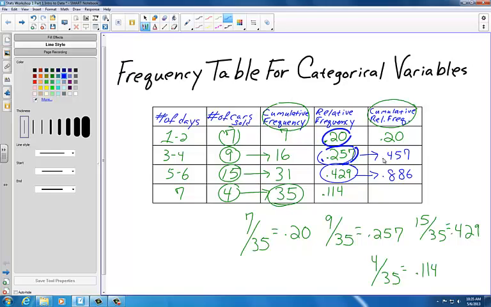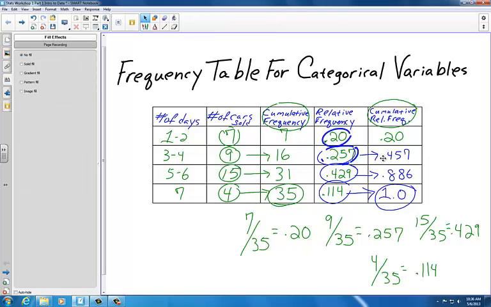And finally, when I take the sum of all 4 percentages, 0.20, 0.257, 0.429, 0.114, I get a sum of 1.0 or 100%, which is what I should end up with. Whenever you take the cumulative relative frequency, if you've done it correctly, you should end up with 1 or 100% in your final cell. And so this is a frequency table for categorical variables.